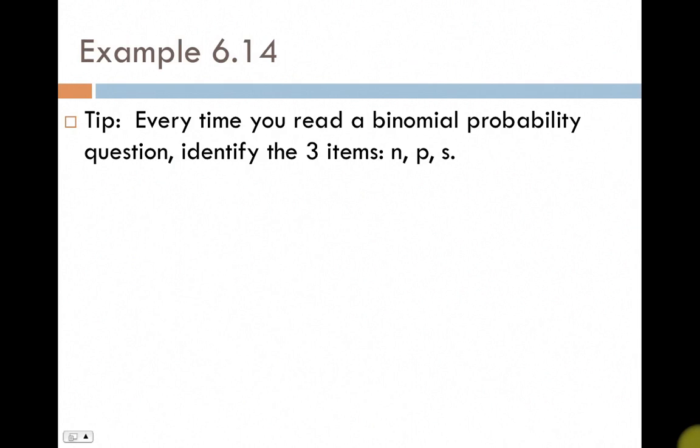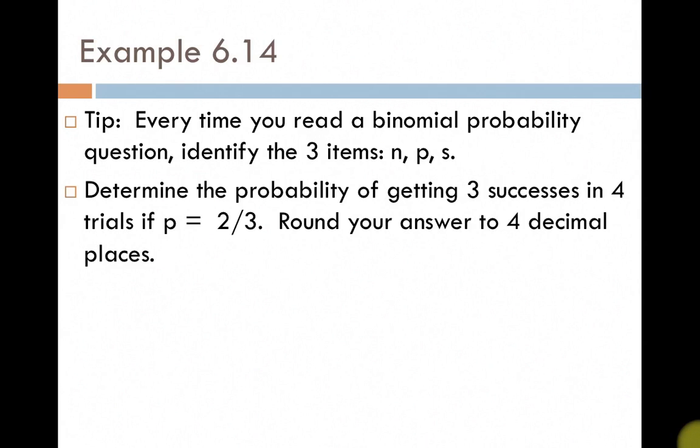Every time you read a probability question involving binomial probability, you want to identify 3 items: n, the number of trials; p, the probability of success on a single trial; and s, the number of successes.